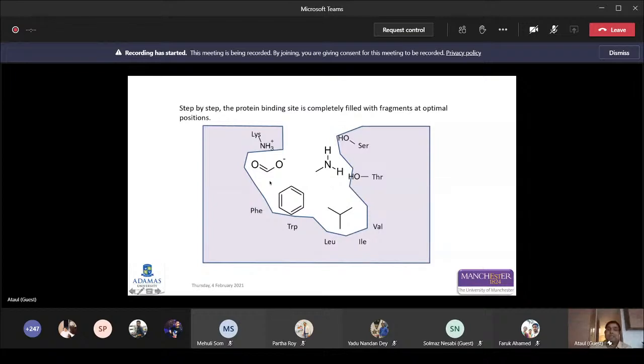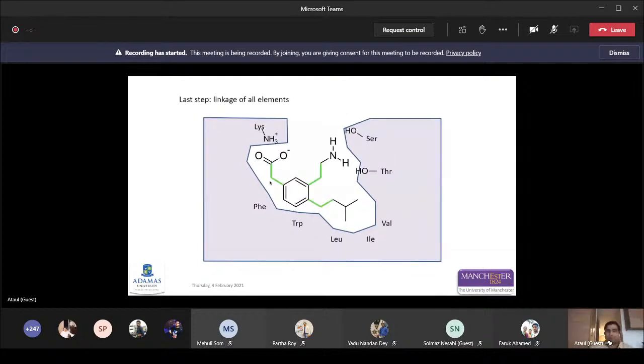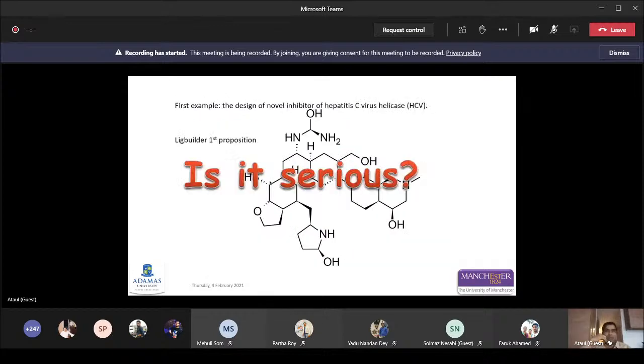Now we have to make the complete molecule from these fragments, so we can join them. Joining is arbitrary and requires expertise. How can you hold these positions? We need a single bond or multiple bonds or any other rings to hold these positions. So this is actually joining. After joining, we have the complete molecule. This is one of the examples for the hepatitis C virus helicase, and this is the first de novo design based molecule found.